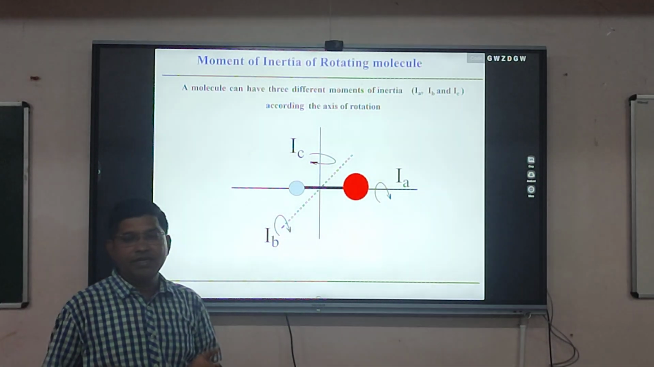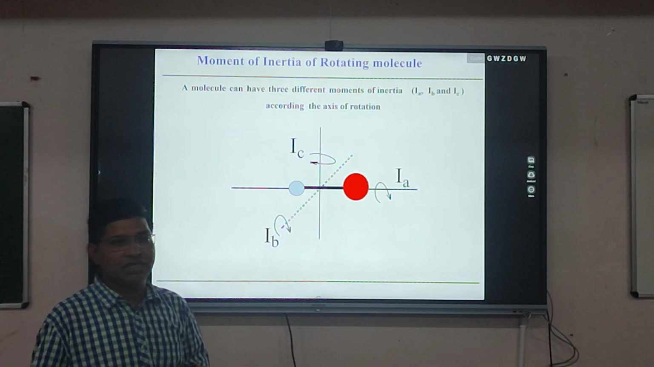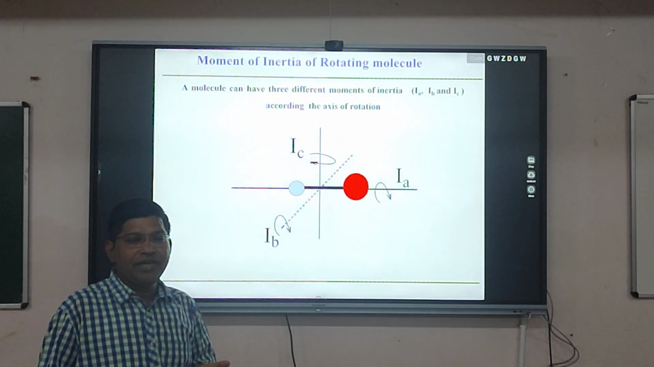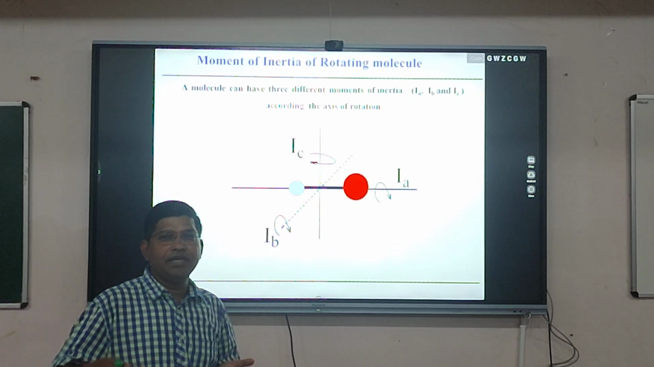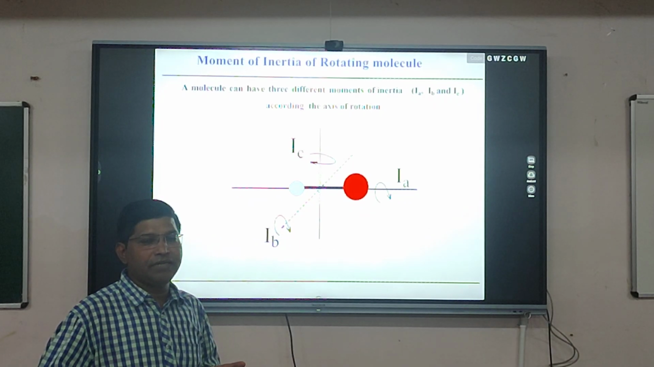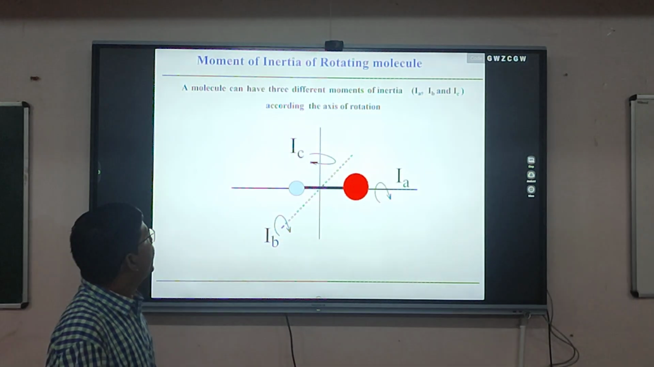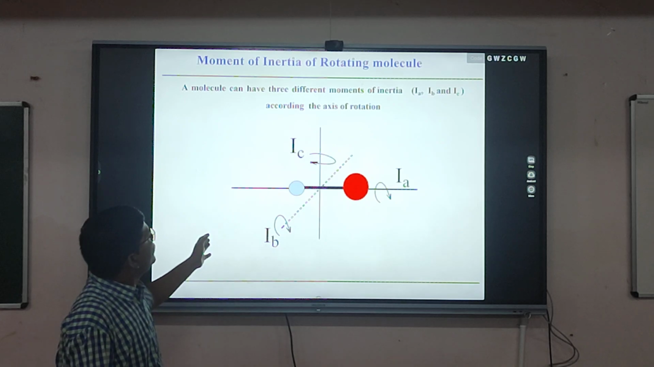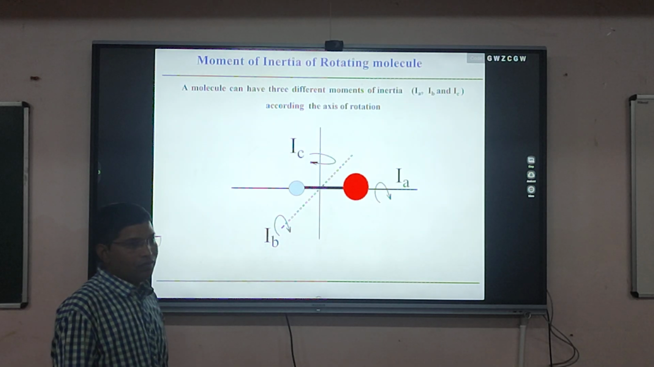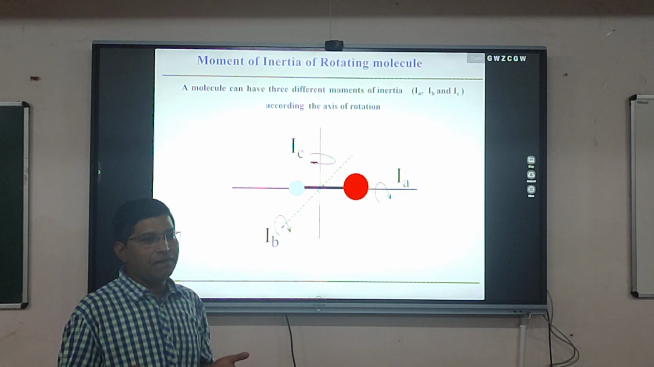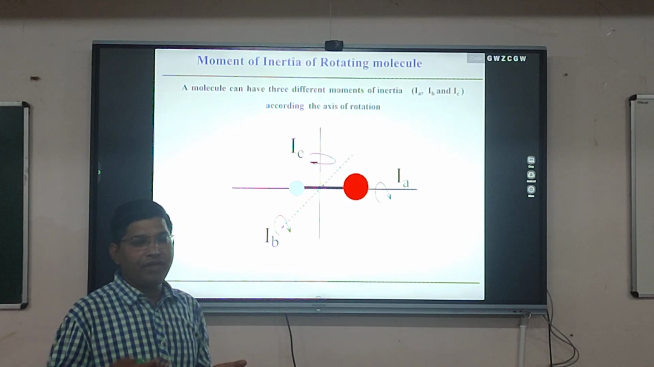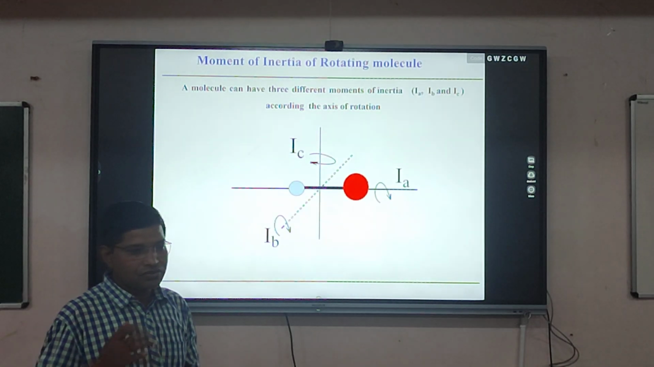Now we have understood what a moment of inertia is and how we can determine the moment of inertia of any molecule, whether it is a linear molecule or a diatomic molecule. So now we will start to look at the moment of inertia of molecules when they are rotating.